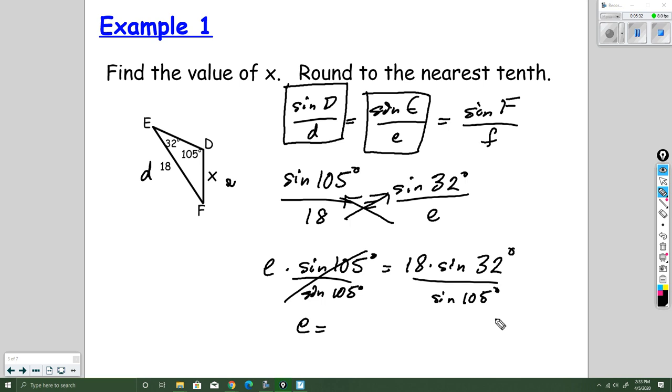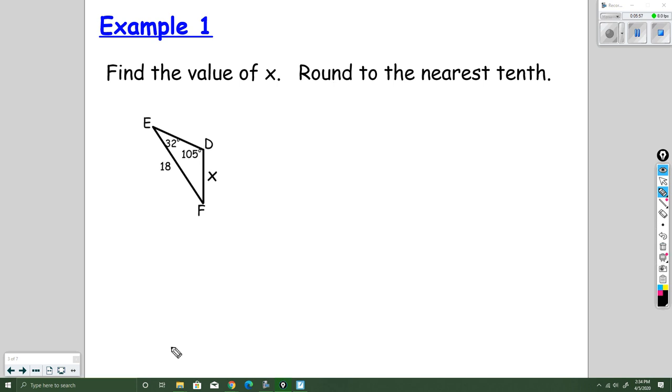All right, if we type that into our calculator and solve, we get about 9.9. So using these proportions, we can find missing side lengths, and then we can also find missing angle measures. So I'm going to clear the board. We're going to go to the next one.